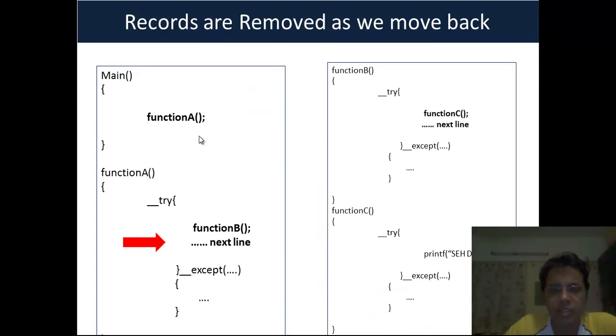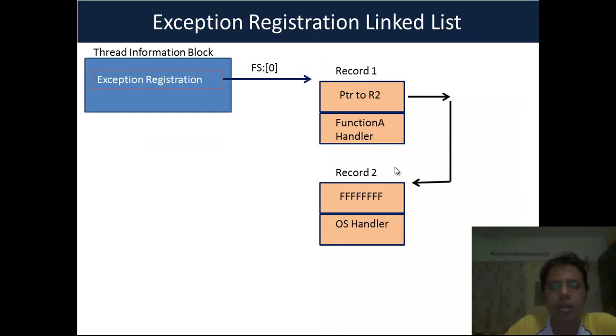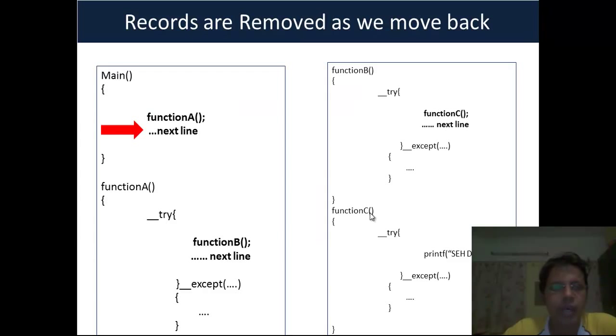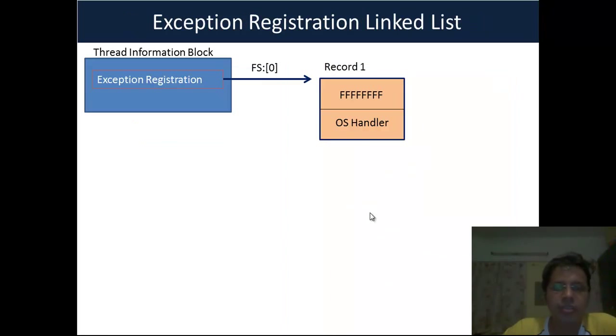Now in the very next step, when we return from function B, function B's exception handler is also removed from the list. Similarly, when we come back to the main function, function A's exception handler is also removed from the list, and all we are left with is the default handler from the operating system, right? So some key concepts, once again let's quickly recap.